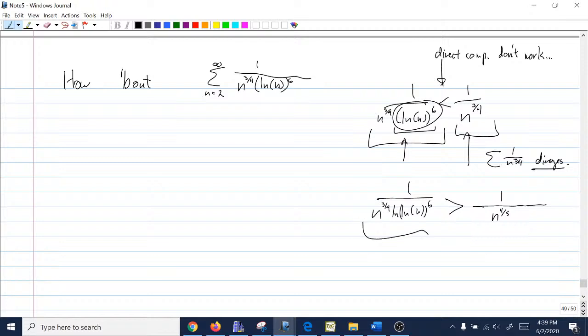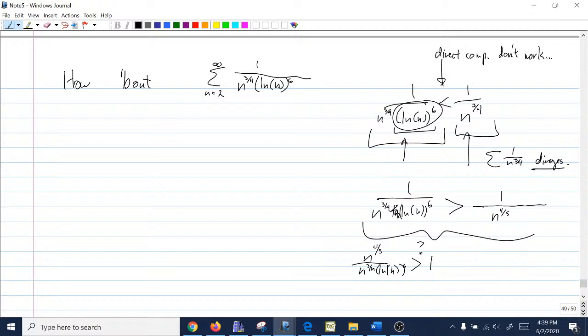I think this inequality is true. Why would this inequality be true? Because I want for n to the 4/5 over n to the 3/4 log n. Oh, there's only one log. Log n to the 6th should be bigger than 1.